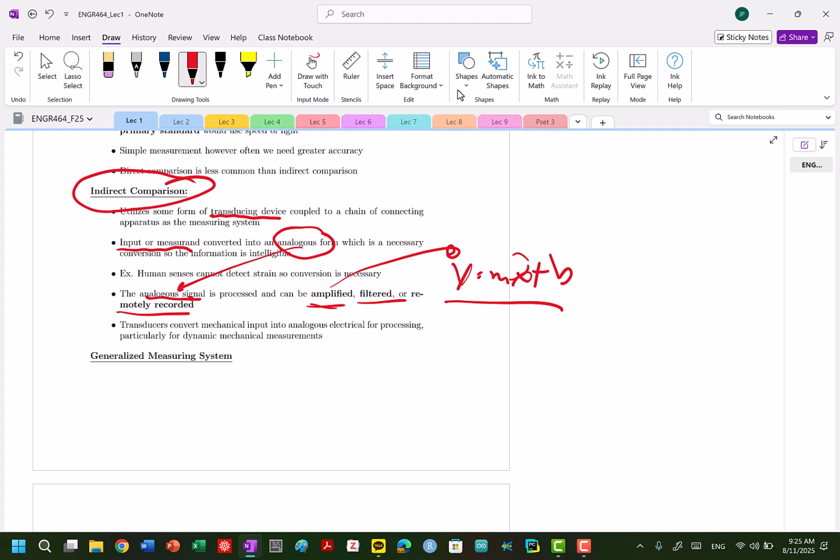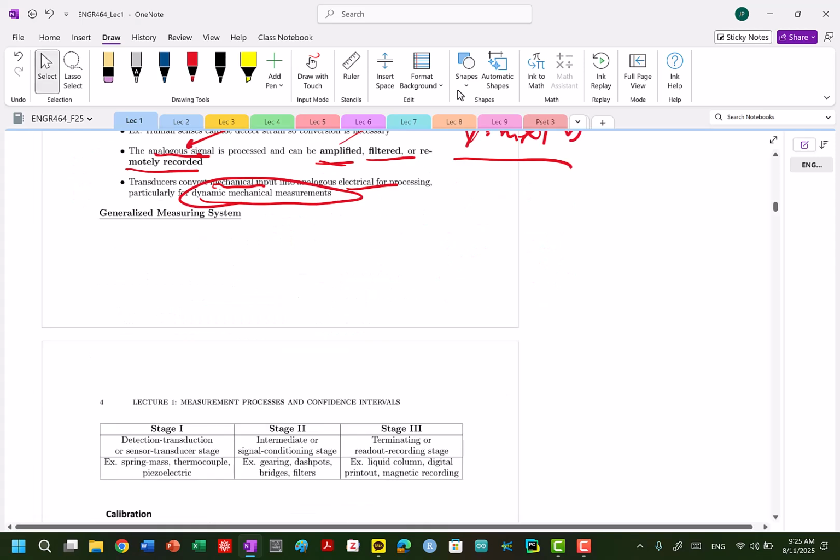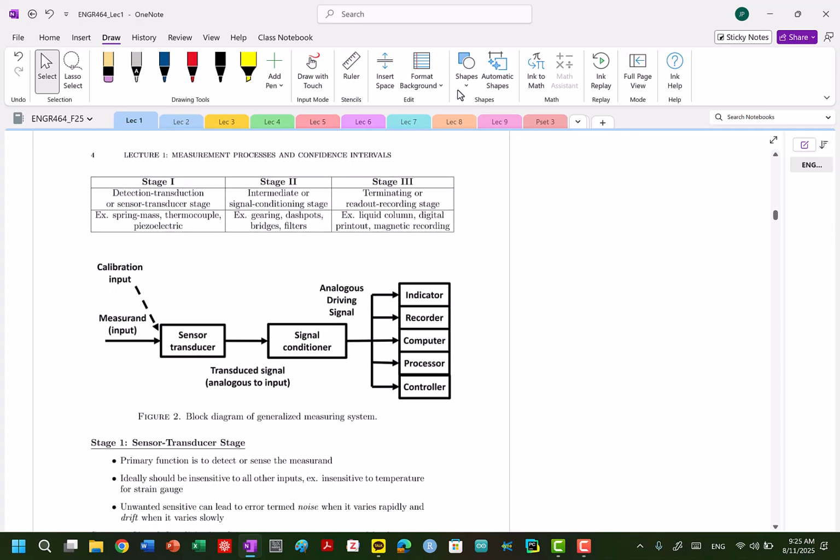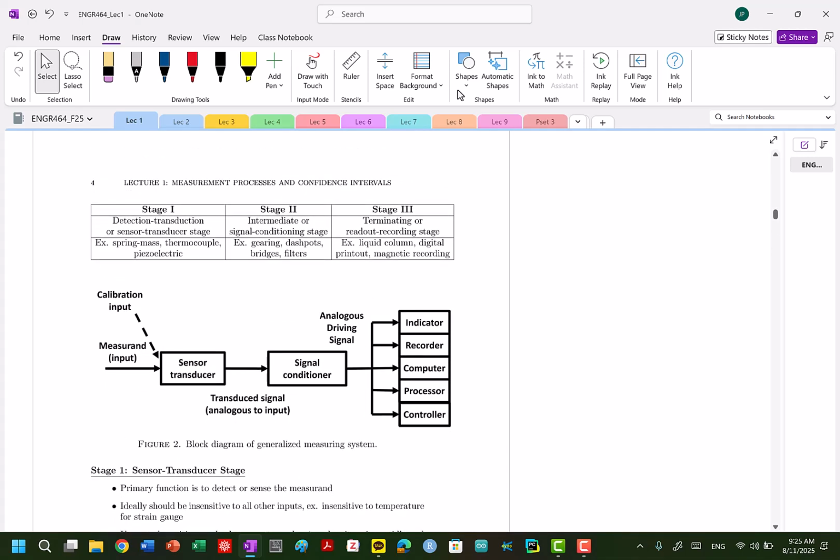Really important: usually there's some mechanical input that is converted into electrical for processing and then back, especially for dynamic mechanical systems. We're going to see that quite a bit in our lab activities when we get to controls. The generalized block diagram for measuring has three stages. Stage one is detection, transduction. We have our measurand, and sometimes there can be some calibration input or calibration step required, but this is our stage one. We're transducing that signal.